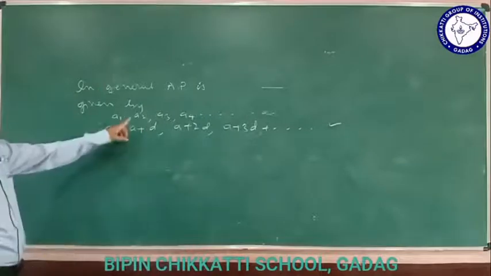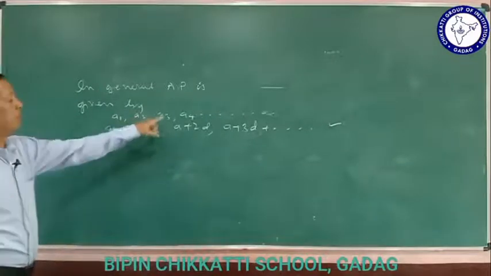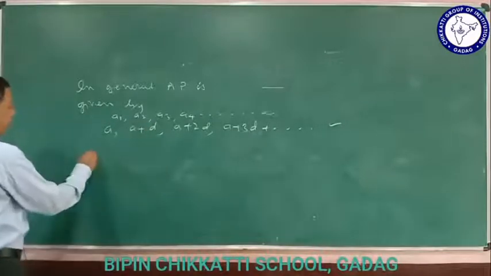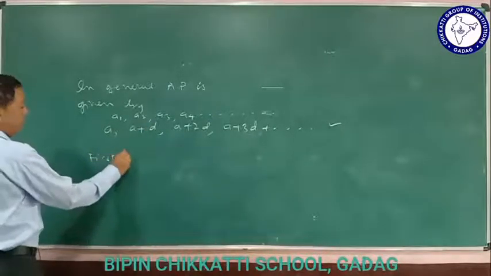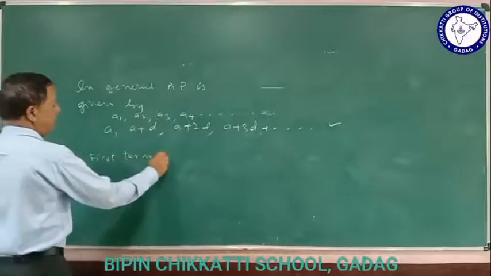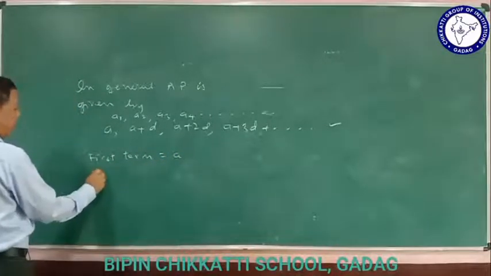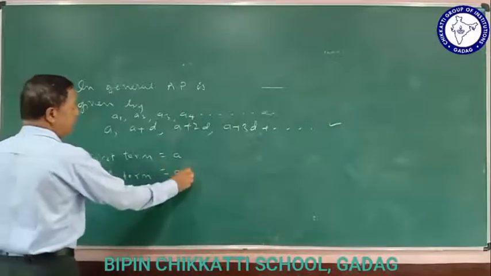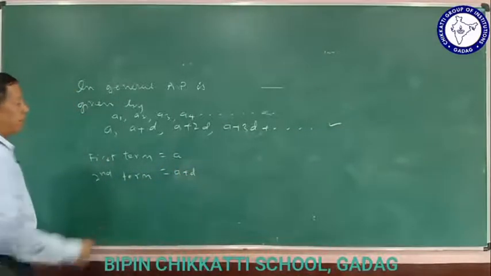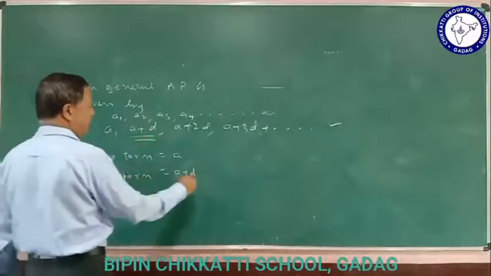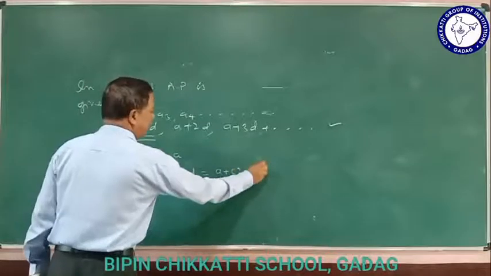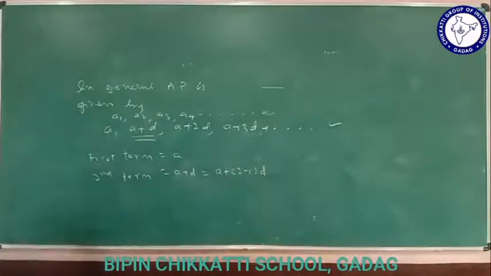And there you have to say A2 minus A1 equal to A3 minus A2 equal to A4 minus A3, like that. So here you have to see what the first term is. The first term is A. And the second term? The second term is A plus D. Correct or not? The second term is A plus D. And you can write this as A plus 2 minus 1 into D. It is nothing but A plus D only.